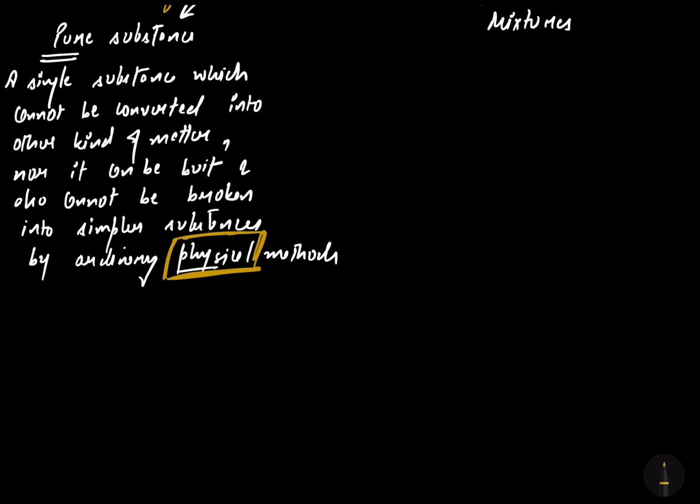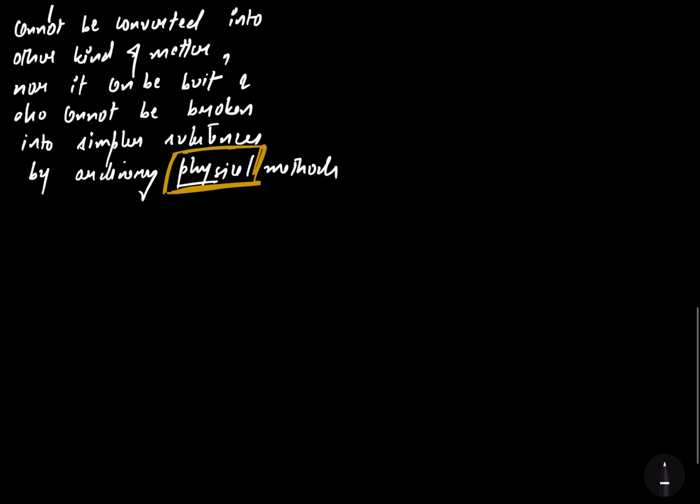We are having pure substance of two types. The pure substance further is generally of two types. The first one is elements, the other one is compounds. What are the elements? The elements are the simplest form of pure substances which can neither be broken into nor built from simpler substances by ordinary physical methods.